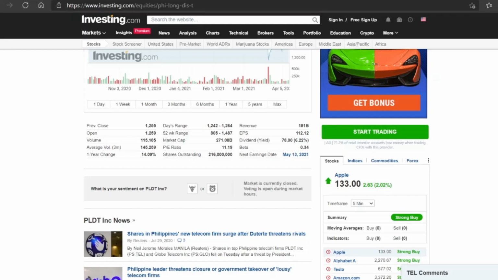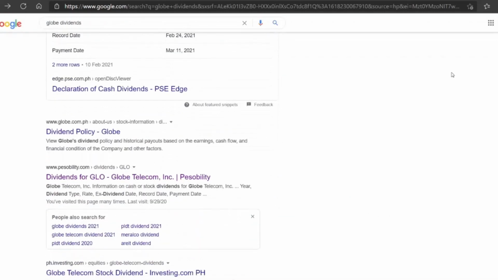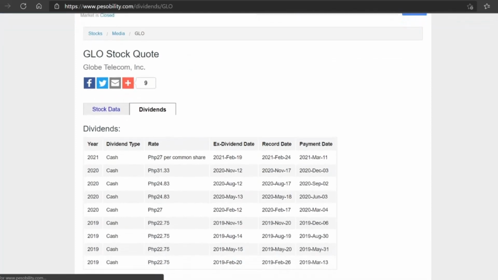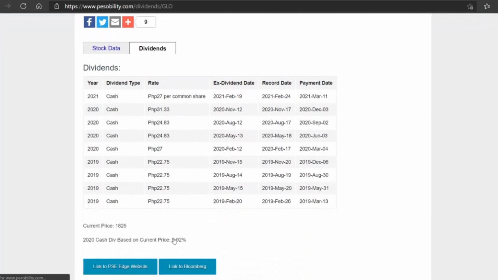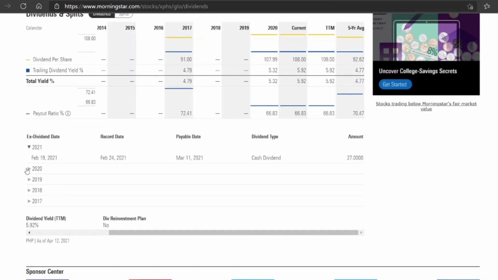Next up, my favorite. Does the company pay dividends yearly? We can look this up on Google. You just need to search it there. There are a lot of sites that will show you their dividend history, such as this site, Pesobility. As we can see, Globe pays their dividends regularly with a 5.90% dividend yield at its current price. And if you want to see more of the years of payment, you can go to morningstar.com. So with this, we are sure that they pay their dividends every year.